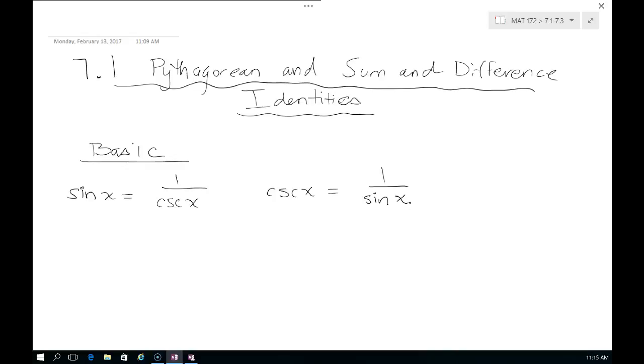Reciprocal in algebra class, reciprocal means flip. So if you flip sine, you get cosecant. If you flip cosecant, you get sine. And the same is true for cosine and secant. And the same is true for tangent and cotangent.